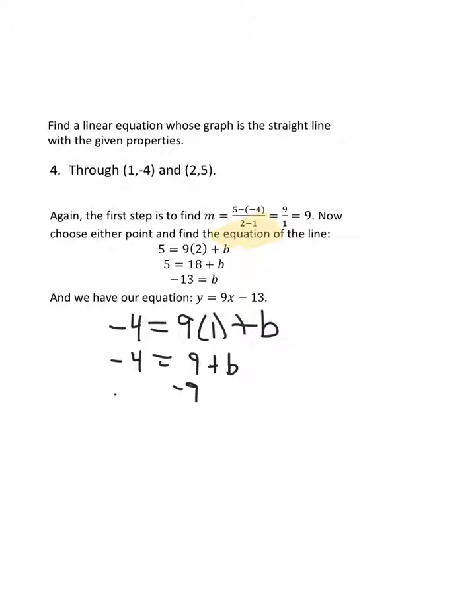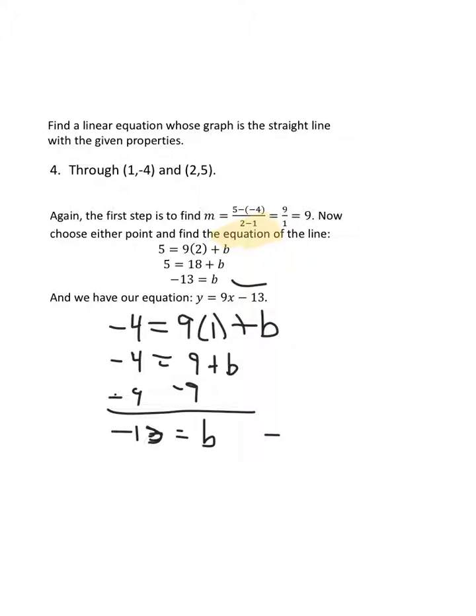Subtract 9 from both sides. Negative 13. It's an ugly 13, but it's a 13 nonetheless. Negative 13 equals b. That's what we had using the easy point. That's what we had using the other point. It's still an easy point, but is not as easy as (2, 5). So it doesn't matter. Use whichever one is easiest for you. Don't worry about making a, quote, wrong choice here. You can't make a wrong choice.